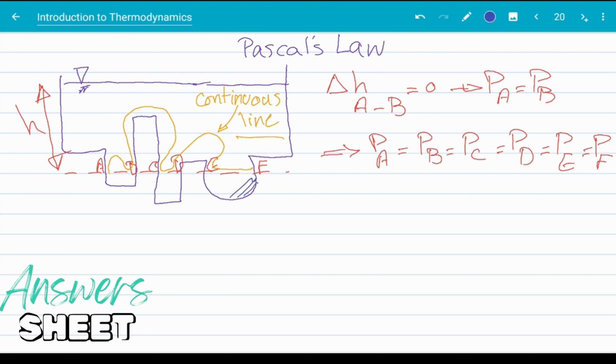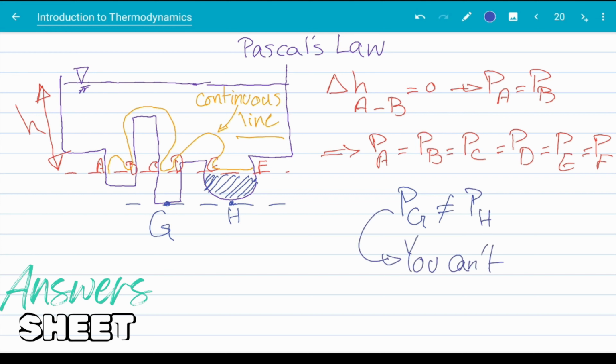Let's assume that the circle area on the bottom is filled with a hashed liquid, a different liquid that has a different density. Although points G and H are on the same horizontal line, they don't have the same pressure because you can't connect them with a single continuous line. But let's show that with equations too.